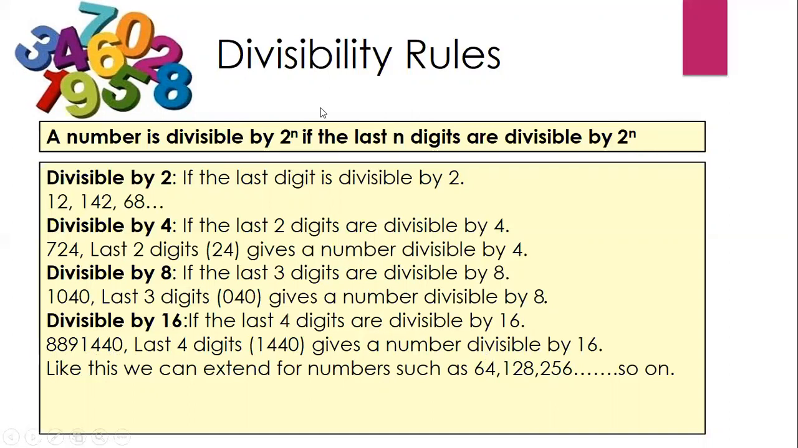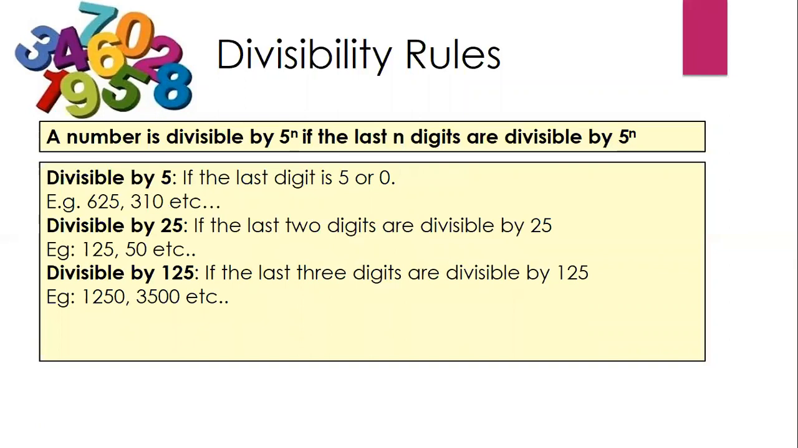Next, numbers which are powers of 5, which are 5, 25, 125 and so on. For the divisibility rule for 5, if the last digit is 0 or 5, then the whole number will be divisible by 5. Divisible by 25, if the last two digits are divisible by 25, then the whole number will be divisible by 25. Same way for 125, if the last three digits are divisible by 125, then the whole number will be divisible by 125.